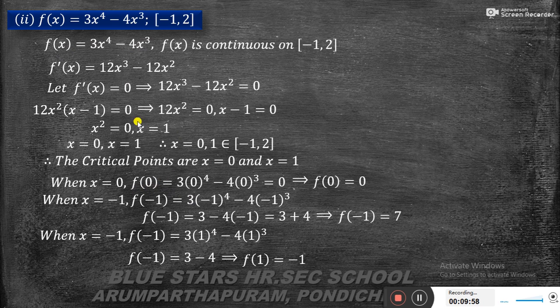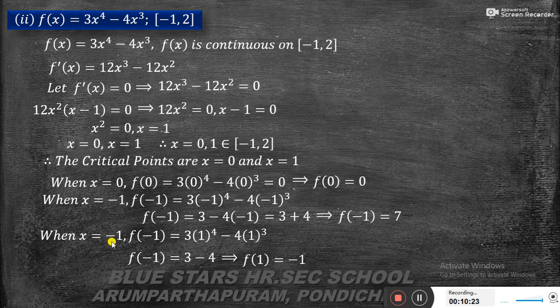So f of 0 equal to 3 into 0 power 4 minus 4 into 0 power 3, so f of 0 equal to 0. Next, x equal to minus 1 means f of minus 1 equal to 3 into minus 1 whole power 4 minus 4 into minus 1 whole power 3. So this is 3 minus 4 into minus 1, minus into minus is plus. So 3 plus 4, f of minus 1 equal to 7.